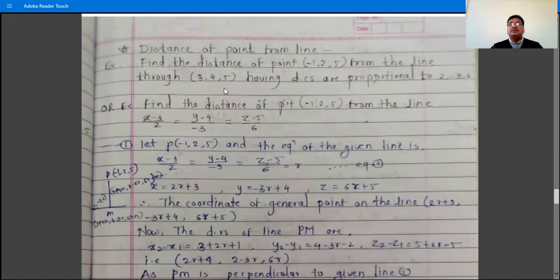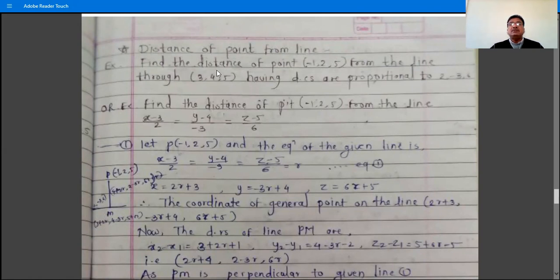So we can write the equation of the line. What is it? The equation of the line passing through this point and having these direction ratios. We write the equation in this form: (x - 3)/2, that is the a, and (y - 4)/(-3), and (z - 5)/6. So this is the equation of the line passing through this point and having direction cosines proportional to this, meaning we have the direction ratios 2, -3, 6.